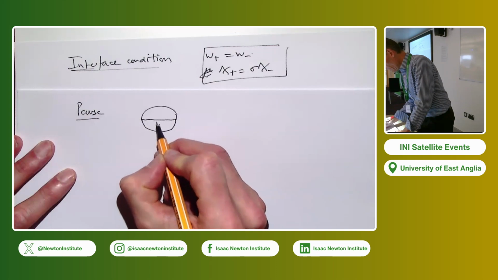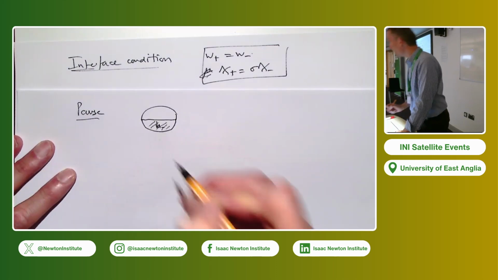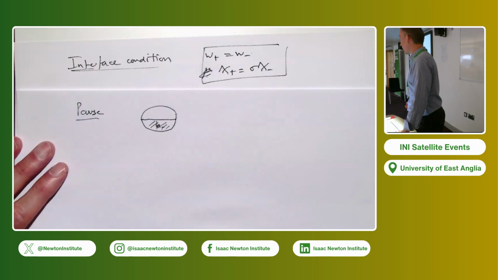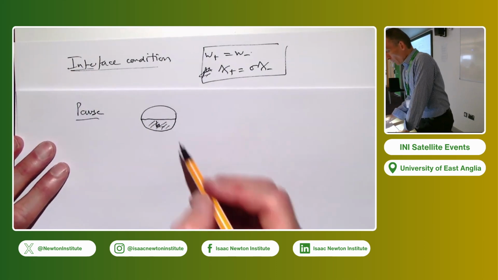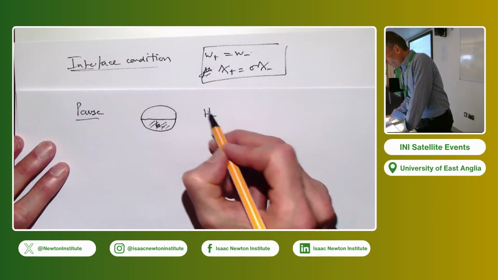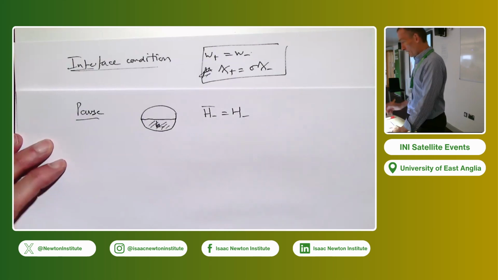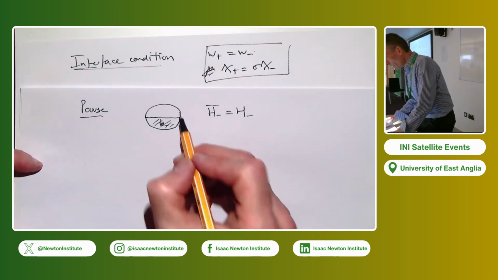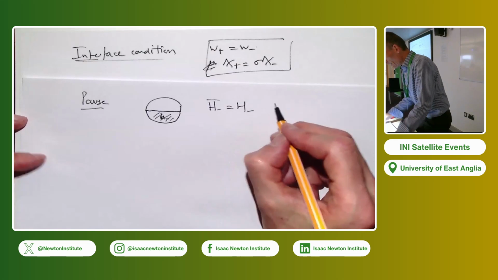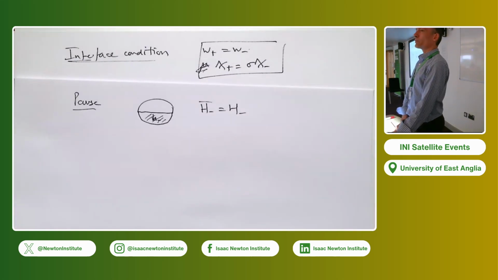So H minus is analytic in here. Remember, we know that's true because that's where the complex potential of the flow is. But we've also got that H minus bar is H plus, H minus. So they're the same. And this is actually, has anybody heard of the Schwarz reflection principle?